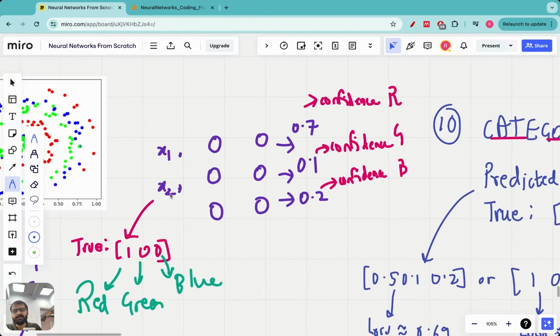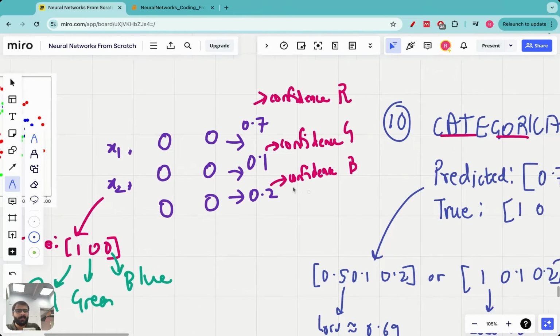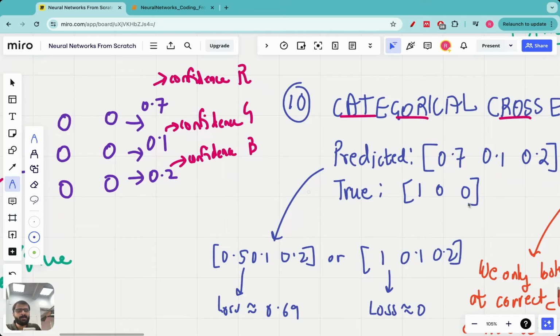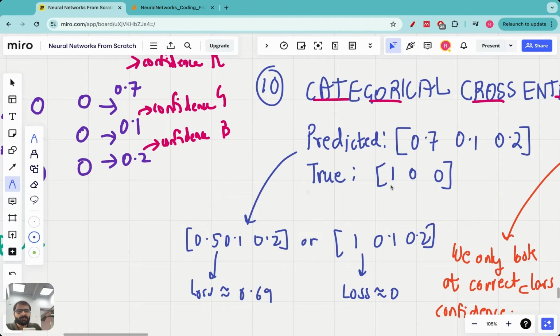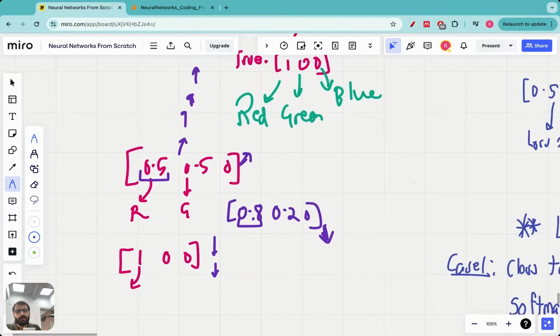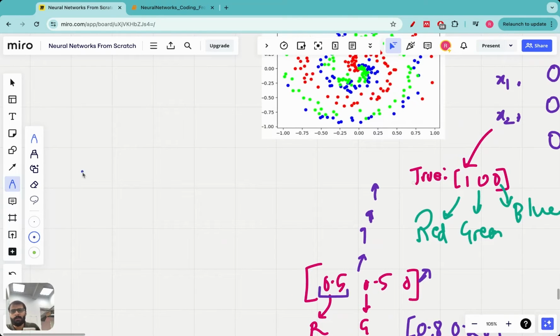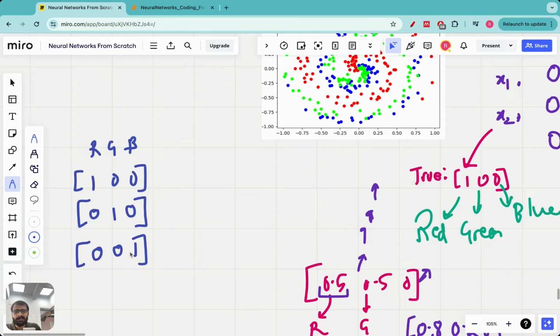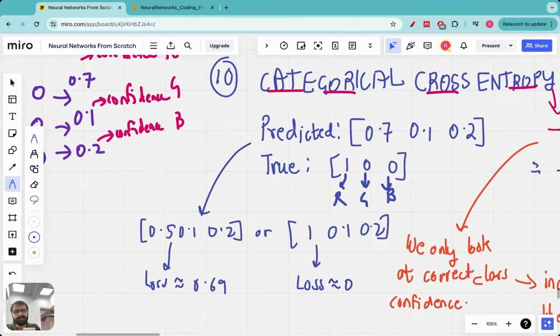So consider this case in which, let's say, our predictions are 0.7, 0.1, and 0.2, and the true label is 1, 0, and 0, because the input belongs to the red class. This is the true label, and this way of representing the true label is also called one hot encoding. So if the input belongs to the red class, it will be represented as 100. So RGB. If it belongs to the green class, it will be represented as 010, and if it belongs to the blue class, it will be represented as 001. This is one hot encoding.